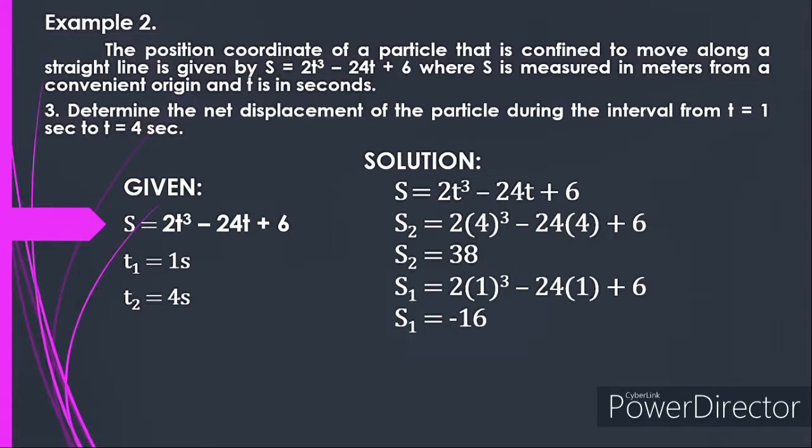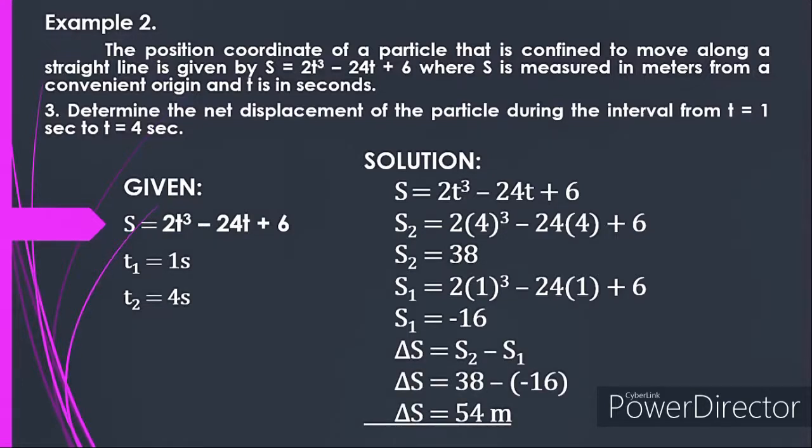So, ang sabi dito is net displacement. Therefore, net displacement, delta distance is equals to S2 minus S1. Direct substitution. S2, 38. S1 is negative 16. Will result to 54 meters. So, ayan class, yan yung net displacement ng particle natin mula 1 second hanggang 4 seconds na time interval.